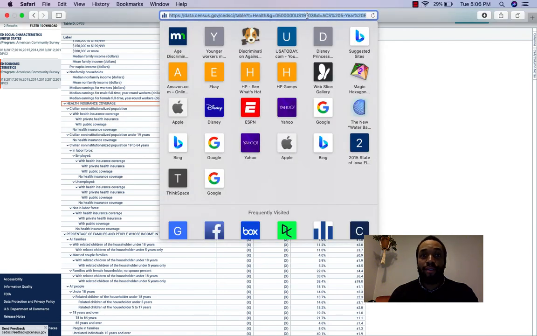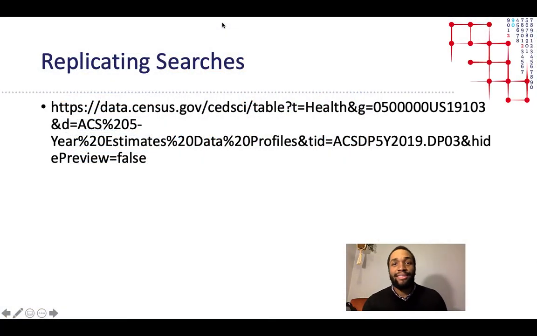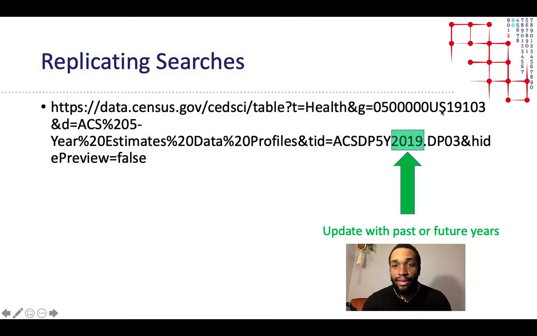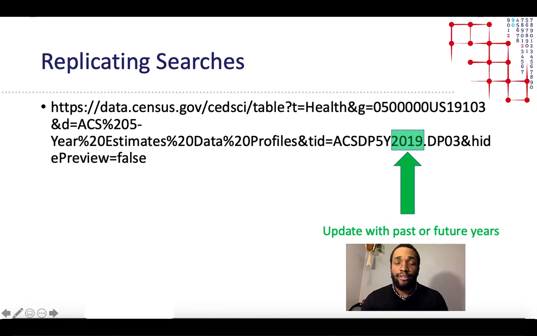So one final bit on this is how one can replicate their search from year to year. And that's as simple as taking the URL, copying it, and pasting it. Then you can look here and simply update this year with a future year, such as 2020. Or if you're interested in prior years, you can insert 2018, 2017, insert this URL in your browser, and it will take you to your table of interest.